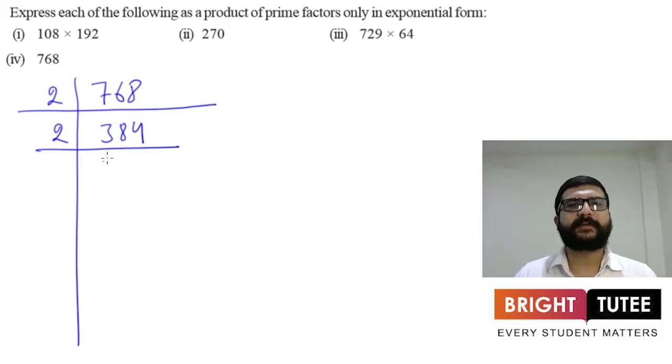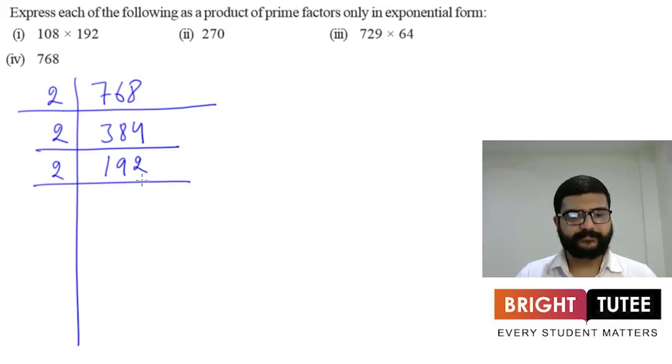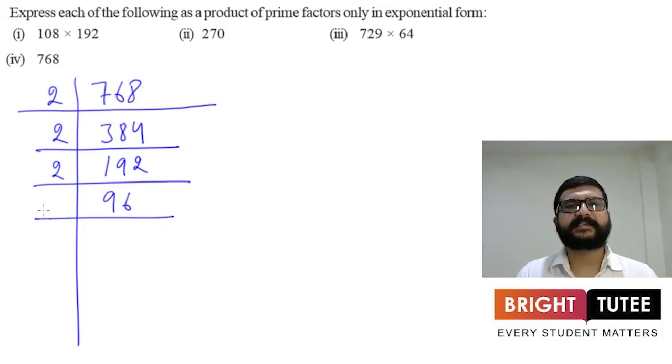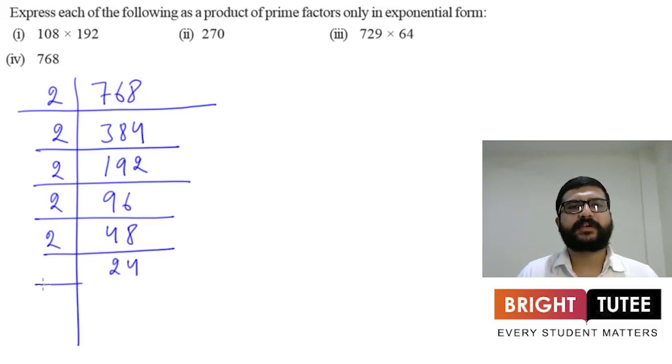384 divided by 2 will give us 192. Now again it is divisible by 2. So 192 divided by 2 will give us 96. Now 96 again divisible by 2, we will get 48. Now 48 divided by 2 will give us 24. 24 divided by 2 will be 12.